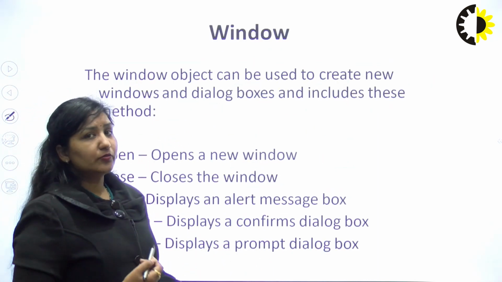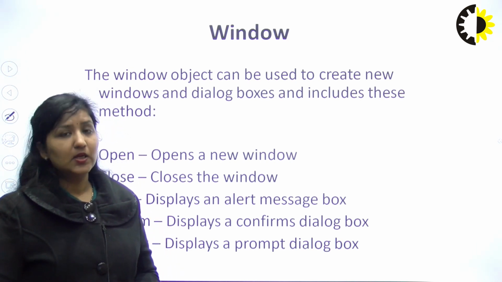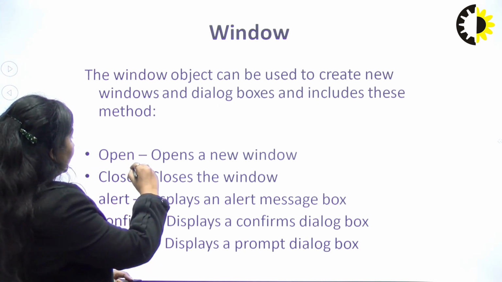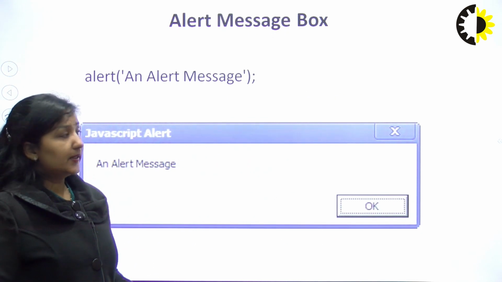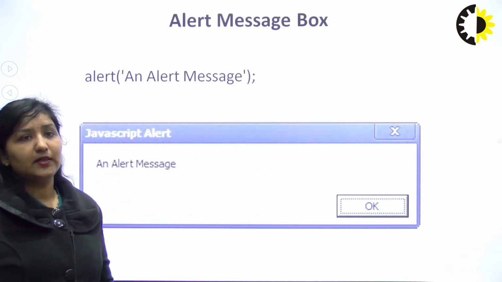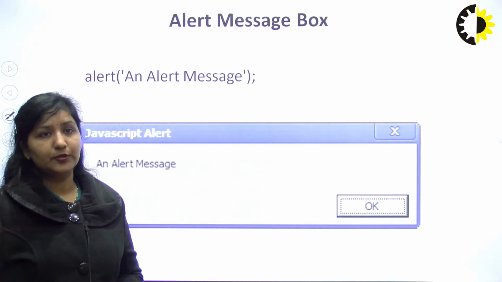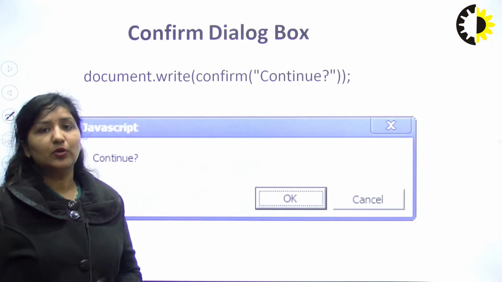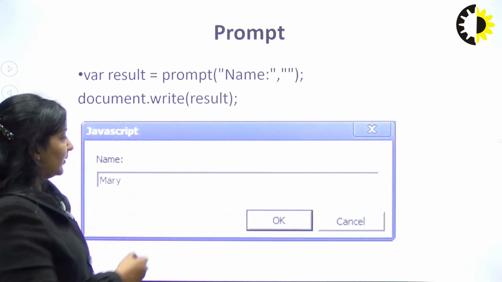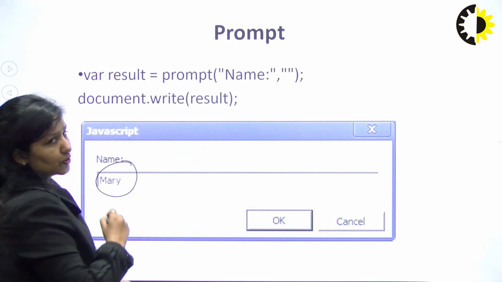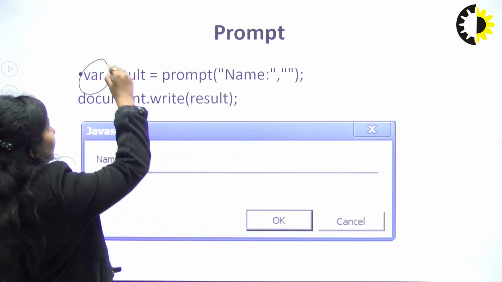The window object can be used to create a new window or dialog boxes. So it can have various things like open, close, alert, confirm, prompt. Like alert, as we have also seen, an alert message will be there, like alert and the alert message. So this is how it will give the output. For the confirm, we want to continue or not. Prompt message, in the prompt message, what will happen? A text box will also be given, where we can enter values, and those values can be retrieved in a variable.